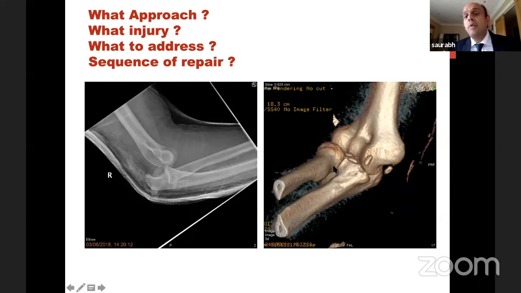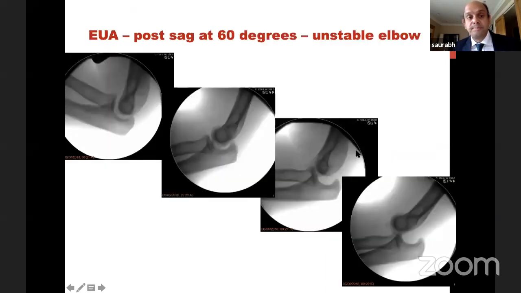Now, another important point here is the radial head is intact. So I cannot address my coronoid through the lateral approach here. So once I've done my universal posterior midline, I'll have to do a medial approach and then reattach my capsule. So I'll show you now. I took this patient to theater.